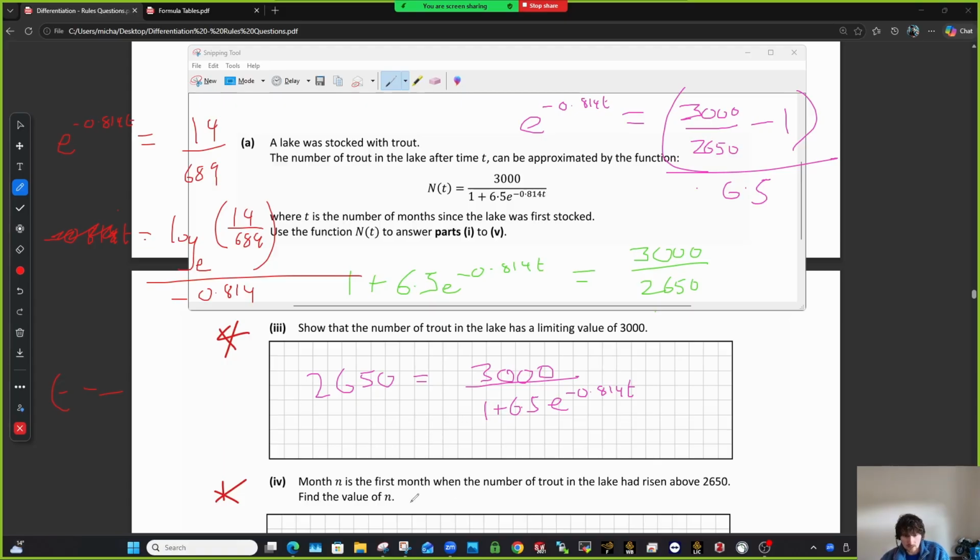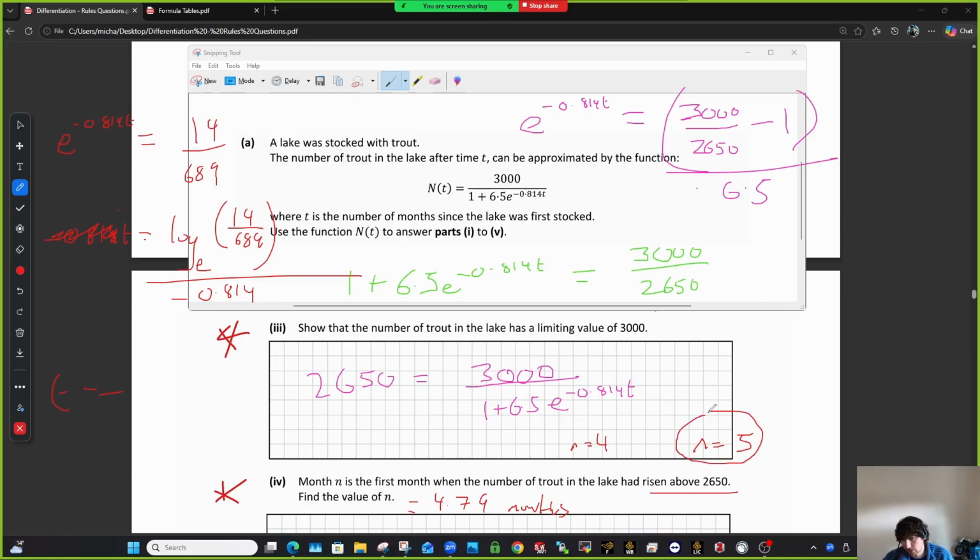I'm getting 4.79 months. Now you're asked what is the first month that it has risen above, so you have to be careful. There are two options when you do this with logs: it's either month 4 or month 5. It's not just a matter of rounding up. You've got to be very careful with this.